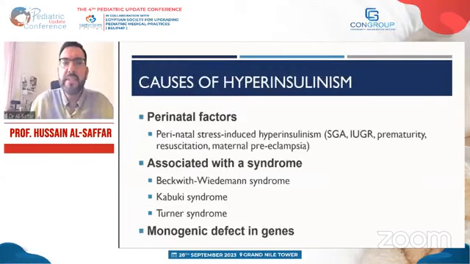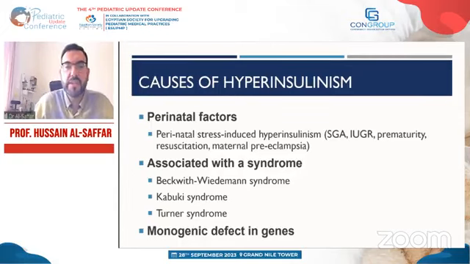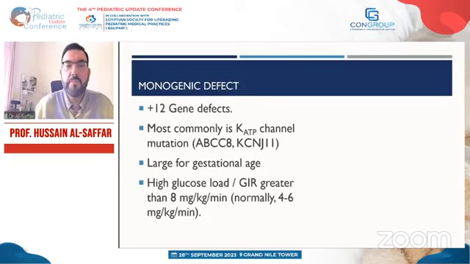Causes of hyperinsulinism, we can divide into 3 categories. Perinatal factors, for example, could be related to stress-induced hyperinsulinism in cases of small for gestational age, IUGR, prematurity, extraordinary resuscitation, maternal preeclampsia, sometimes even with the insertion of arterial lines. Hyperinsulinism can also be associated with a number of syndromes like Beckwith-Wiedemann syndrome, Kabuki syndrome, and Turner syndrome, or could be more related to a gene defect, and this is what we call a monogenic defect, a cause of hyperinsulinism.